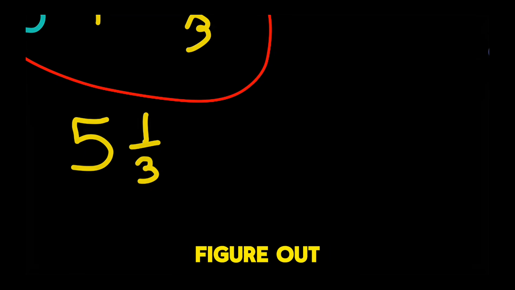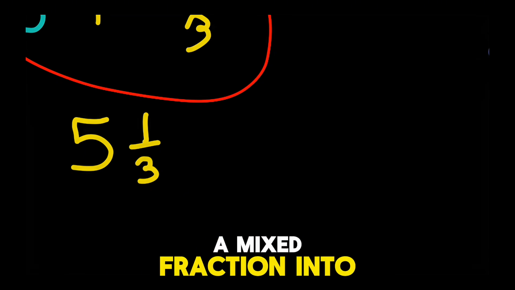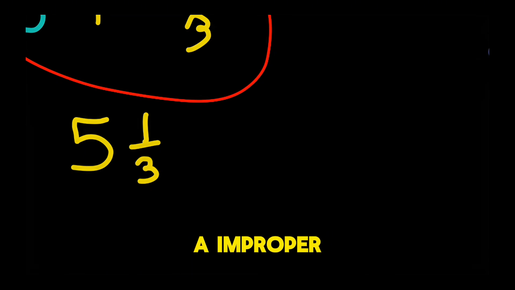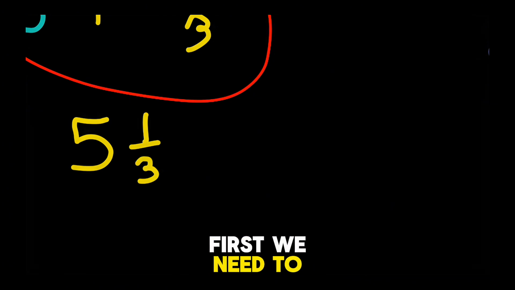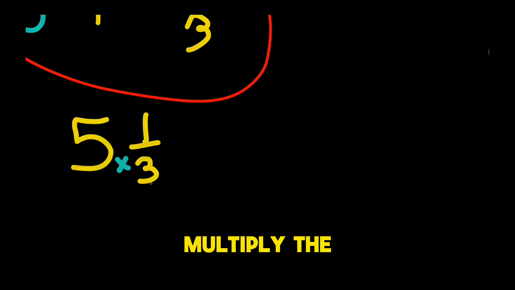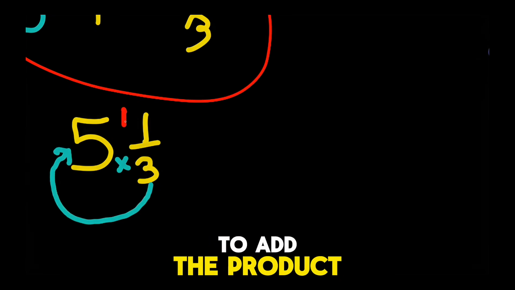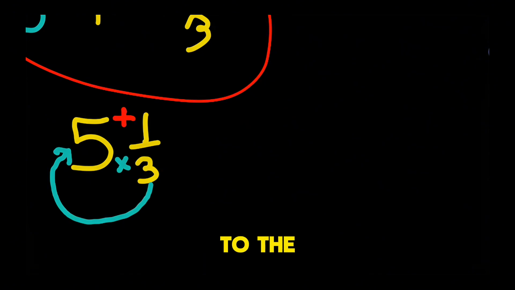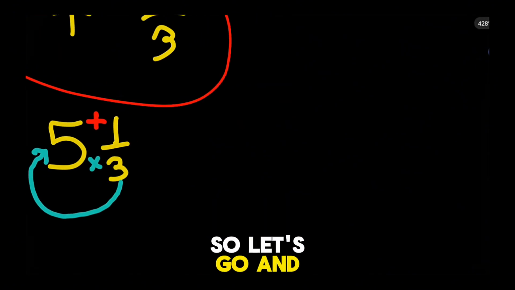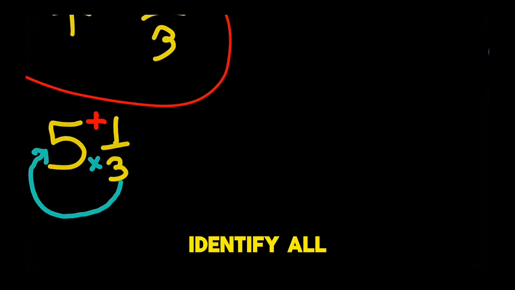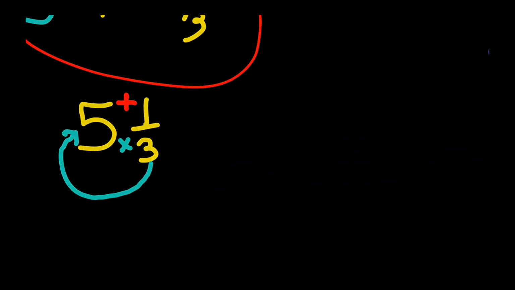Now we need to figure out how to convert a mixed fraction into an improper fraction. Well, I will show you. First, we need to multiply the denominator with the whole number, and then we need to add the product to the numerator. So let's identify all the parts involved in this process.